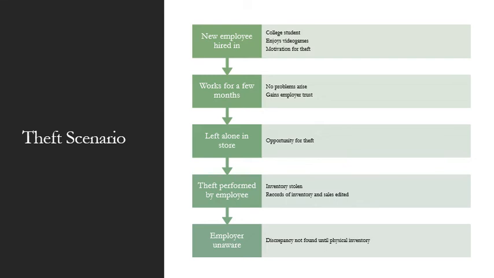The theft is then performed by the employee by using the equal privileges that are given to all employees in the system to override and to steal whatever they would like. And then those records of inventory and sales can be edited by this employee. That leaves the employer ultimately unaware, and the discrepancy is not found until the physical inventory count, when the employer will actually have no idea where that inventory went.